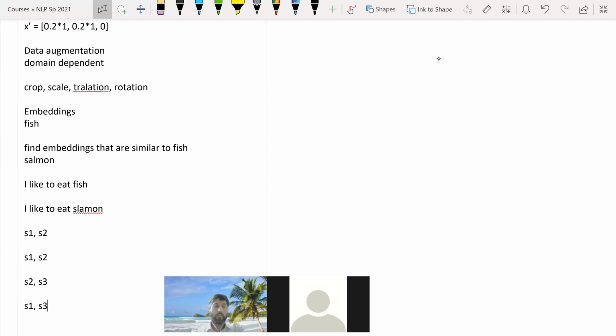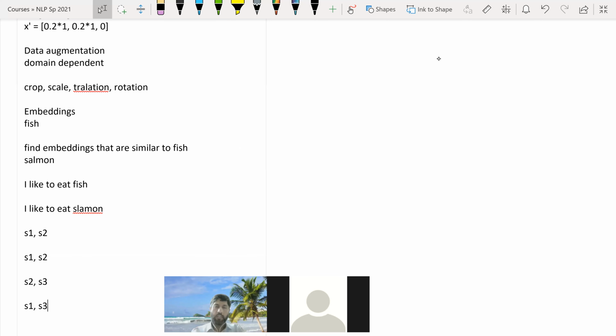Okay, so I won't go into those details. You can look it up in the paper if you want. But I wanted to just tell you that data augmentation is quite relevant for neural networks and especially deep neural networks. And we would like to augment our data as much as possible.